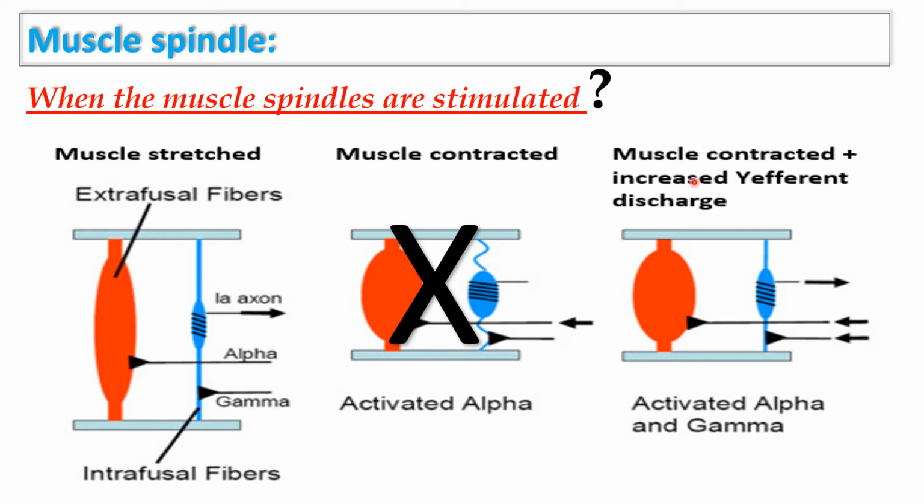But when the muscle contracts and we activate both alpha and gamma, the muscle will contract and the gamma efferent discharge will increase, as we mentioned in the previous slide. So the stretch reflex will occur as the muscle spindle will be stimulated. So only in two cases, when the muscle is stretched or when both alpha and gamma are stimulated, the muscle contracted with increased gamma efferent discharge, only in these both cases will muscle spindles be stimulated. Otherwise, when the muscle is contracting with no stimulation or increase of gamma efferent discharge, there is no stimulation of the muscle spindle and the stretch reflex will be inhibited.